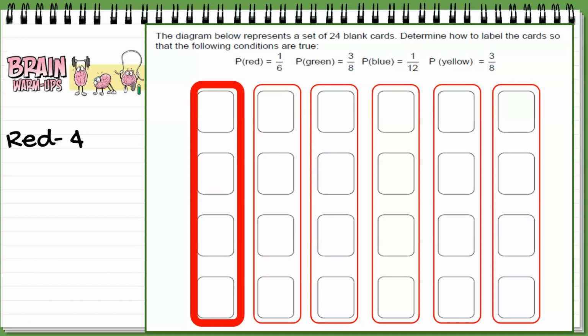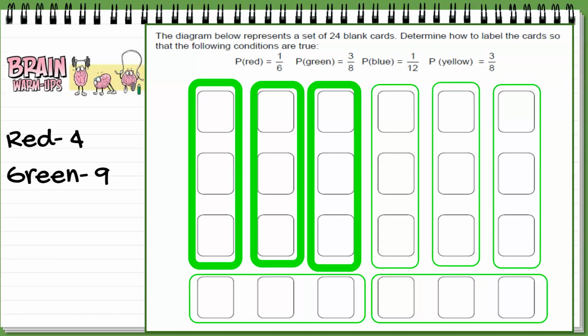So now I'm going to do green. For green, I need 8 groups. So I circled 8 groups. And what I noticed, there are 3 in each group. Well, I need 3 of the 8 groups. Well, 3 times 3 is 9.